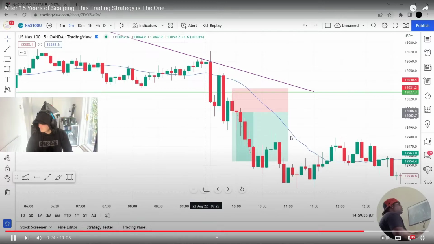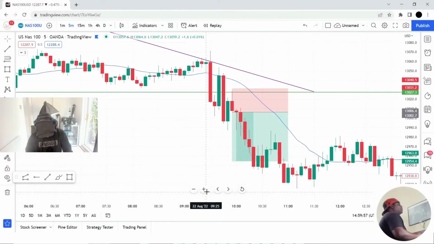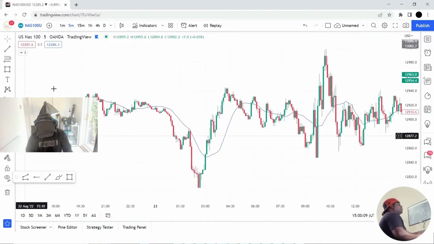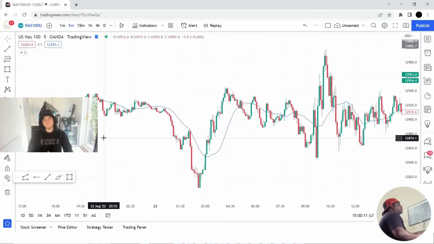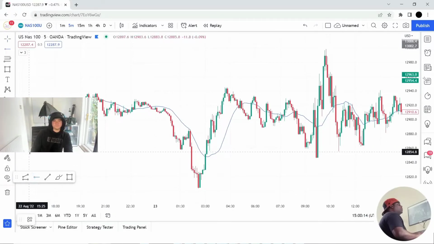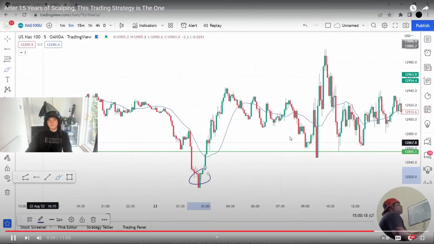Now, there are days where the market is chopping back and forth, and I do trade those days. Let me show you guys a quick example. So here's a quick example, right? The market is chopping back and forth. So right here, we have support. Almost like an inverse head and shoulders, right?